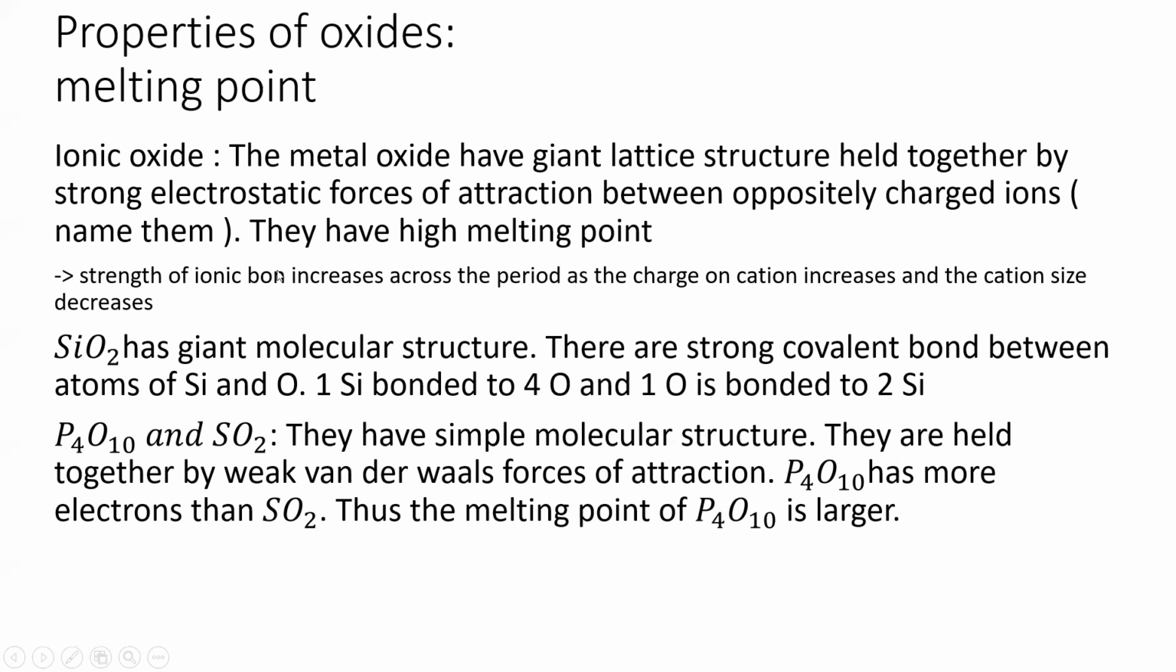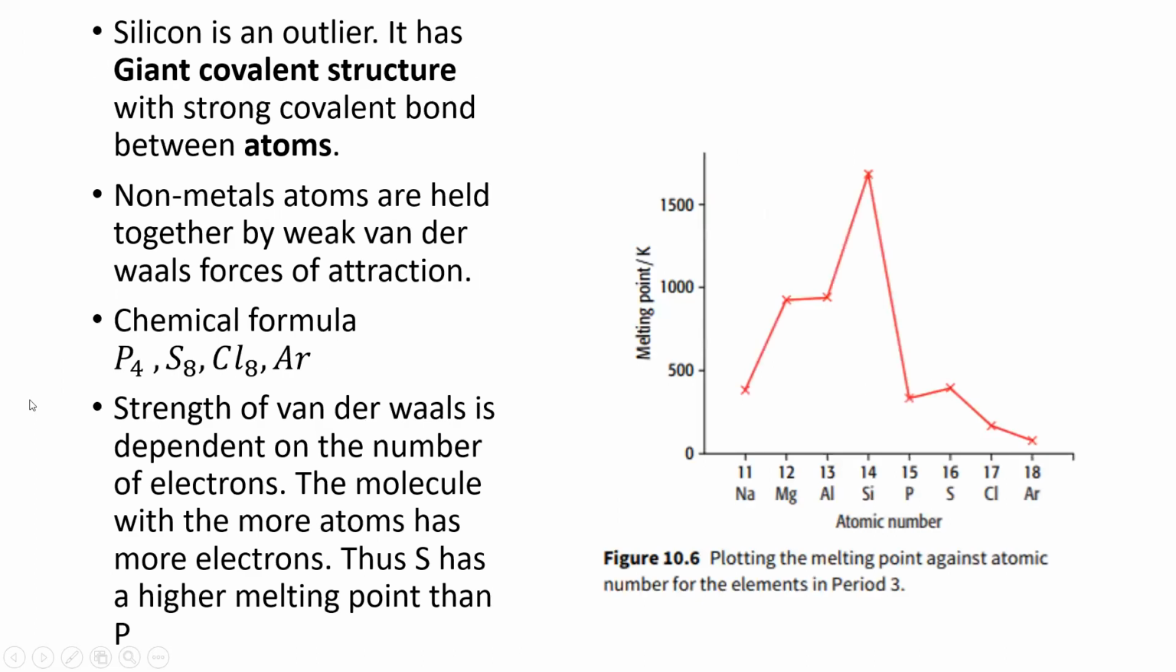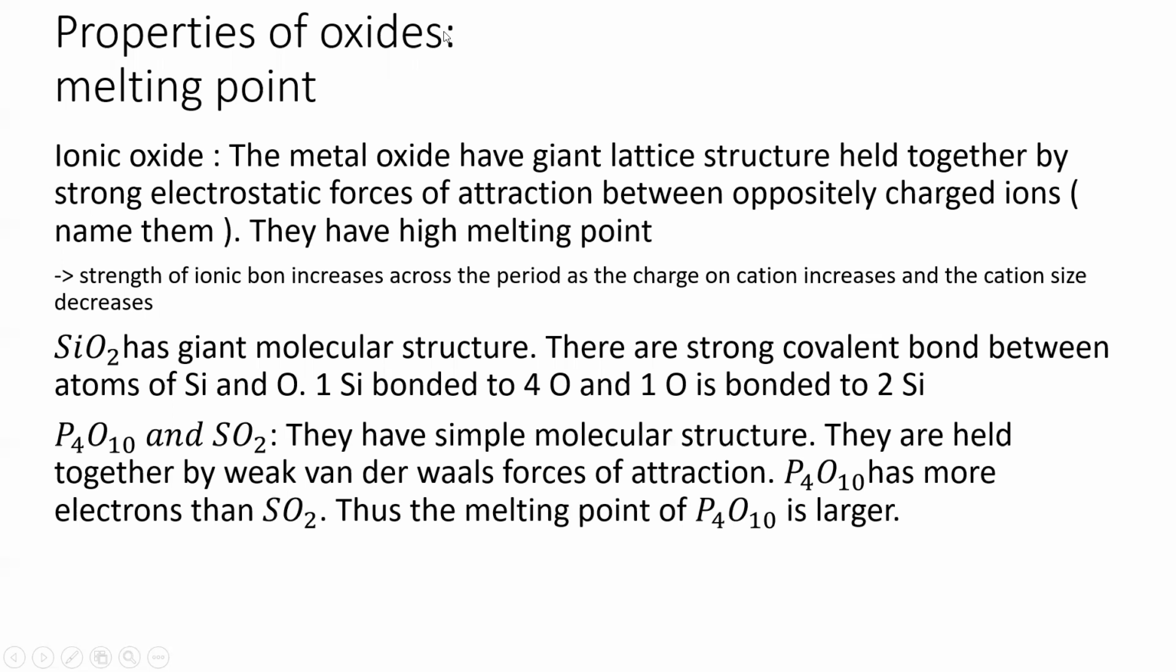All right, silicon oxide has a giant molecular structure. There are strong covalent bonds between atoms of silicon and oxygen, which require a lot of energy to break. This is a similar explanation to why silicon has a large melting point. It's a giant covalent structure, and the bonds are between silicon and oxygen in this case. You don't need to know this, but one silicon is bonded to 4 oxygen, and one oxygen is bonded to 2 silicon. So it's just some side information. If they give you a diagram of the lattice structure, you'll be able to identify it, but you can just take note of that.